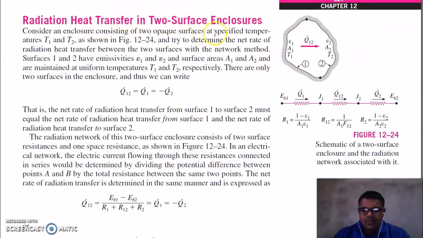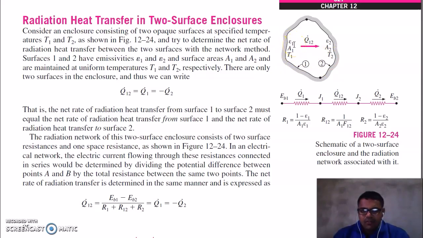Radiation heat transfer in a two surface enclosure. Consider an enclosure consisting of two surfaces at specified temperatures. So from this point to this is your first surface, and this point to this is the second surface. So temperature is T1 here, T2 here, and the respective areas and emissivities are given.